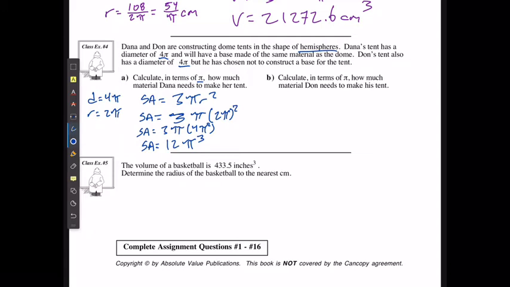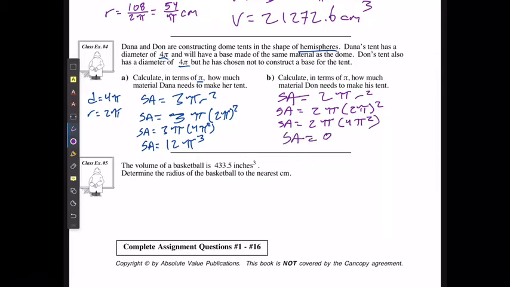If I'm doing it for Dawn, same idea, except Dawn is not doing the base of his, which means that for Dawn, his surface area is just 2 pi r squared. Dawn's is going to be 8 pi cubed.